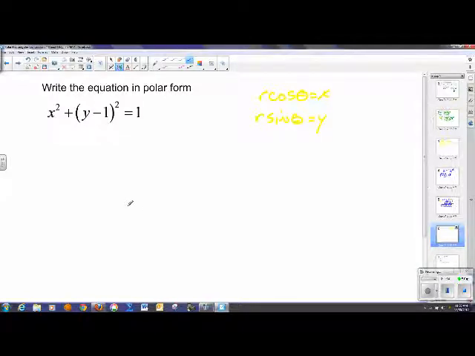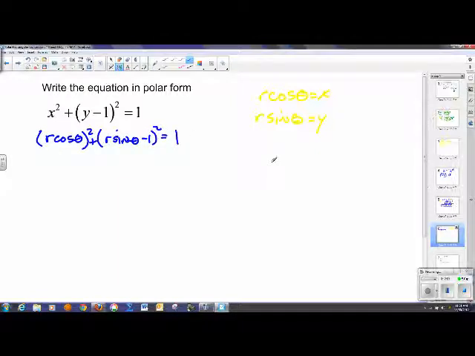Doing this, I get r cosine theta for x, but I have to square that. And I get r sine theta, let's put a plus in between there, for y minus 1, that's got to be squared, is going to be equal to 1.